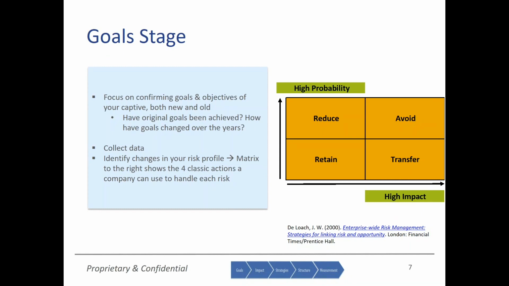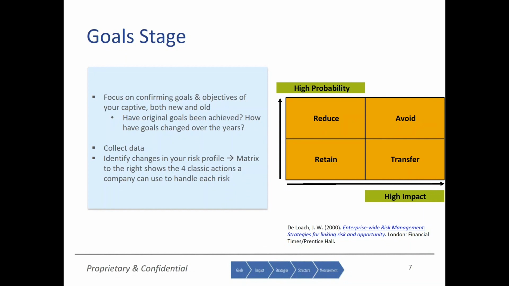Low probability, high impact type risks would be a risk you'd want to transfer into a captive mechanism or the commercial market. And cyber breach is a good example of that type of risk. It's low probability in nature. It doesn't happen very frequently, but when it does, it can have devastating impacts on a company's business, revenue, etc.